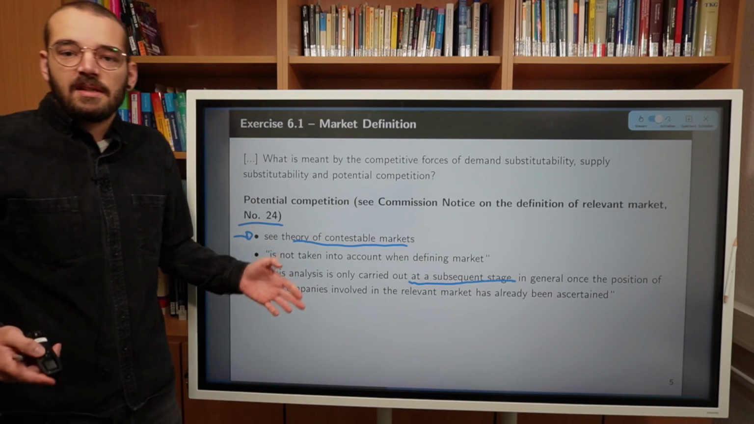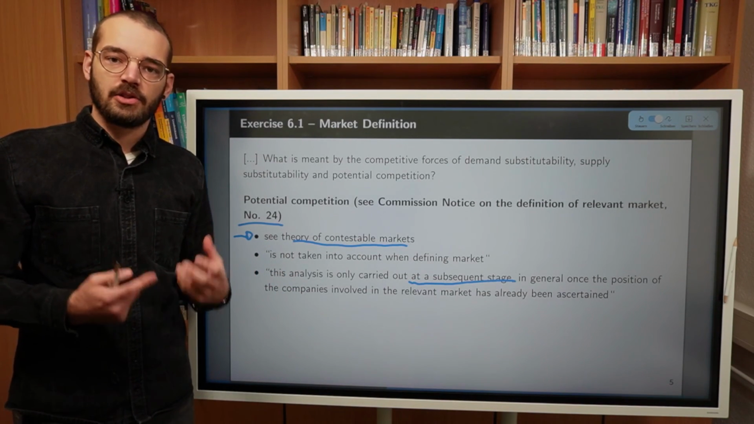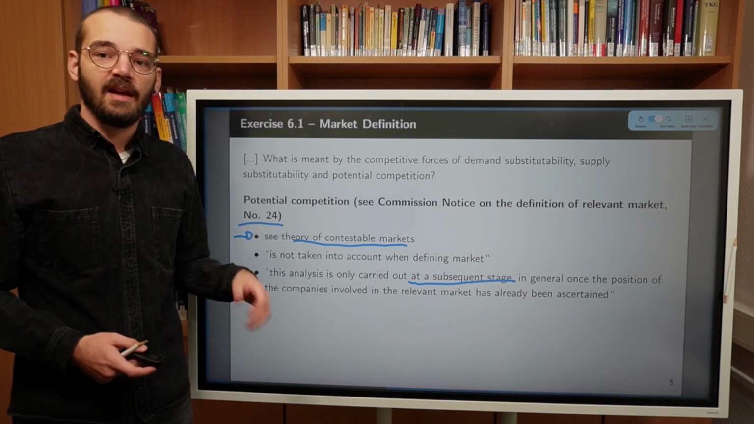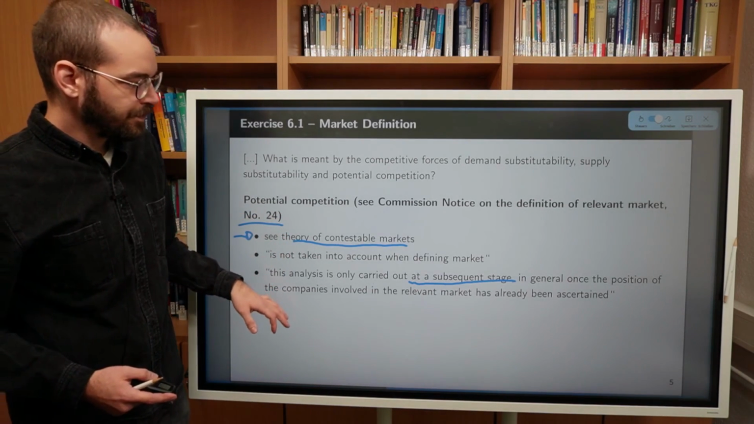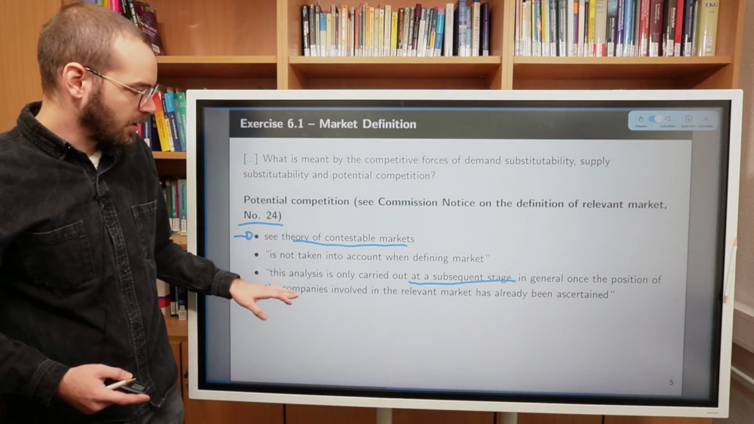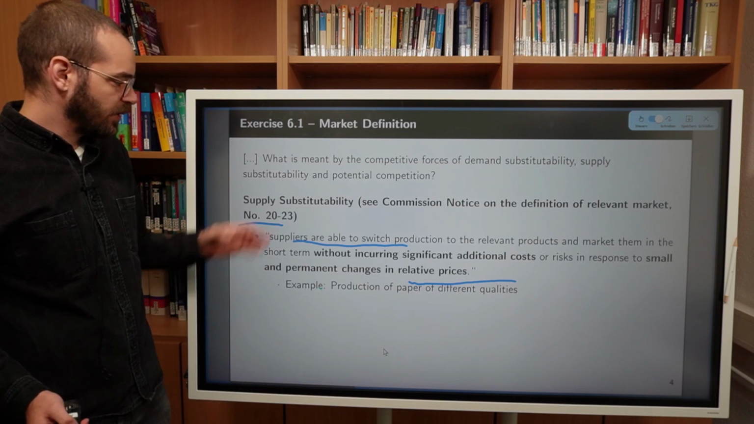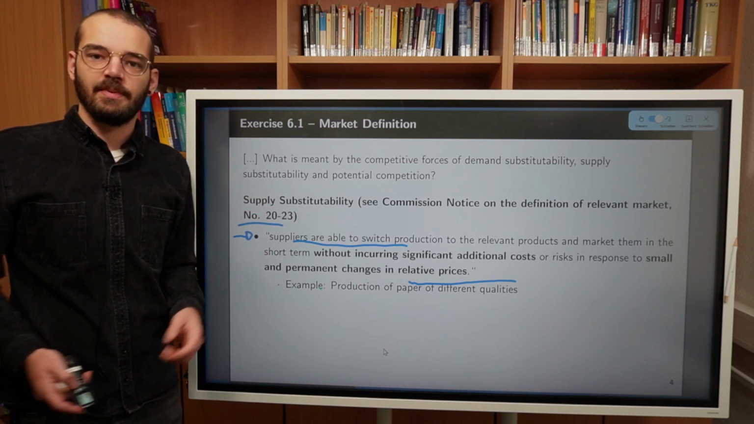So what this means in short is we don't bother with this whole topic until we already understood the relevant market and, of course, the positions of the companies involved. So, for example, once we understood supply substitutability in the market.